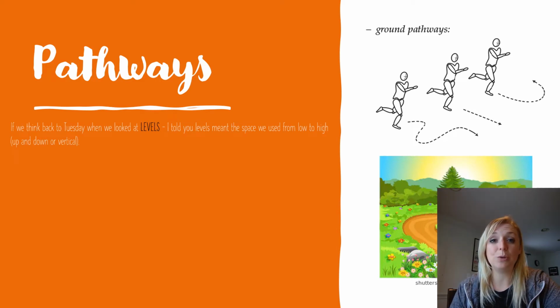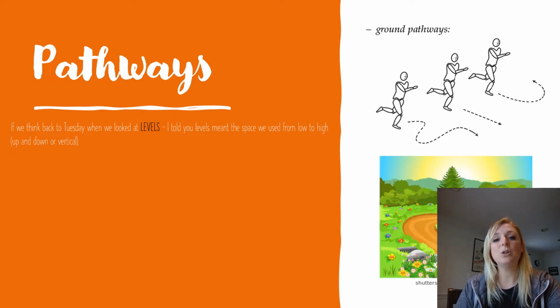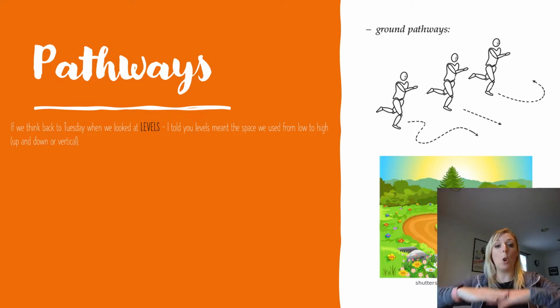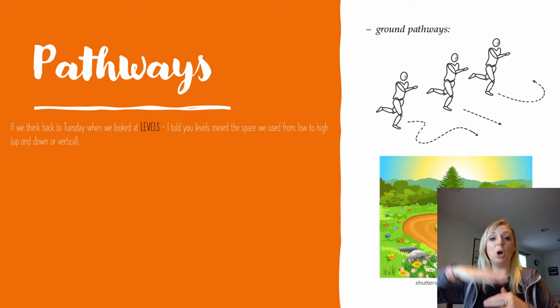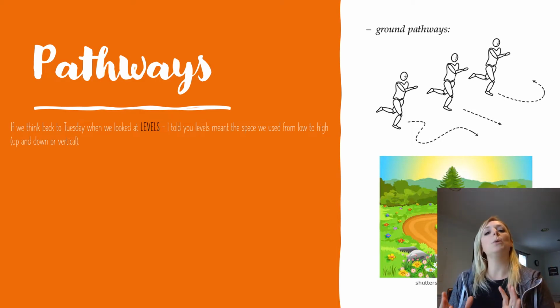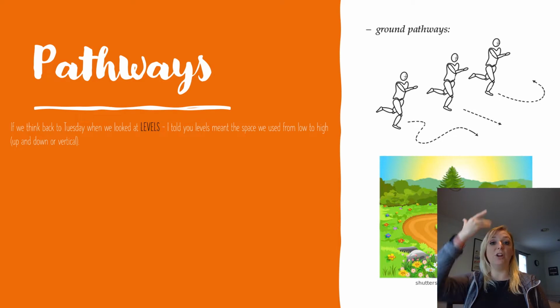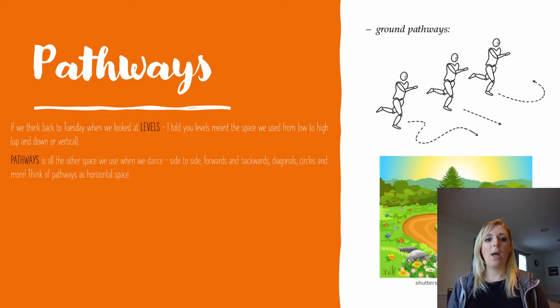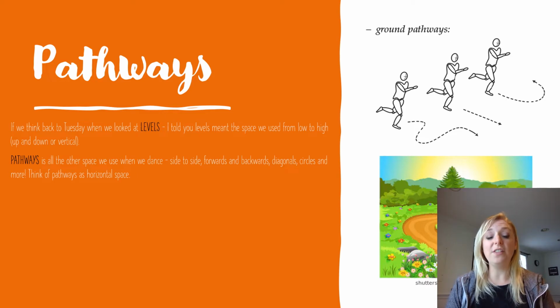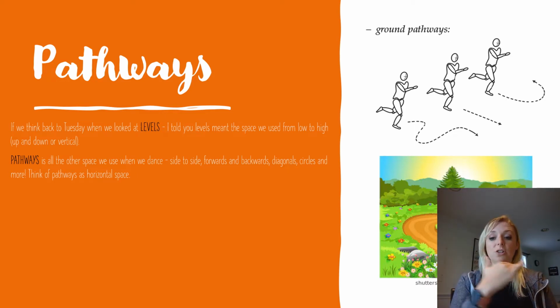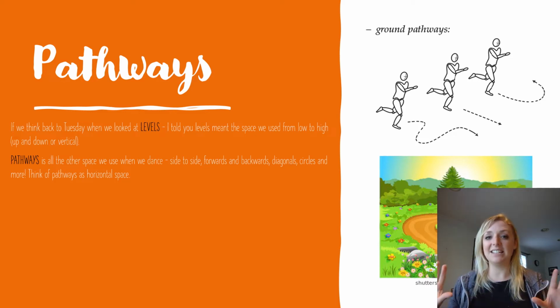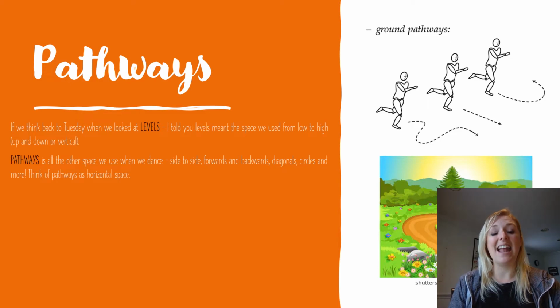If we think back to Tuesday, we looked at levels, and I told you that levels was the space that we used from low to high, or if you want to think about it, up and down or vertical space. So we looked at the idea of the dance being in the basement, right up to assembly being on the top floor, and how we could use our body and move through space on a vertical line. Pathways is basically all the other space. So think about using horizontal space. That might include moving side to side, forwards and backwards, diagonals, circles, and anything else you can think of that isn't up and down.